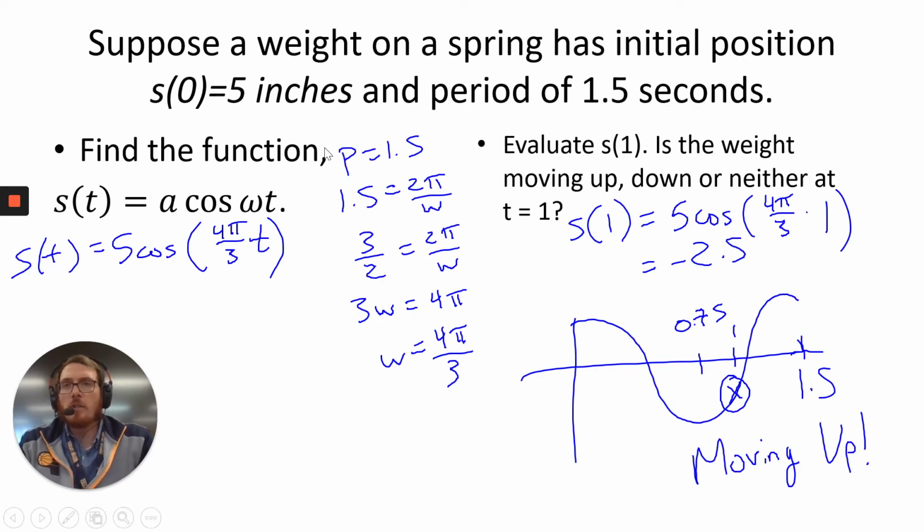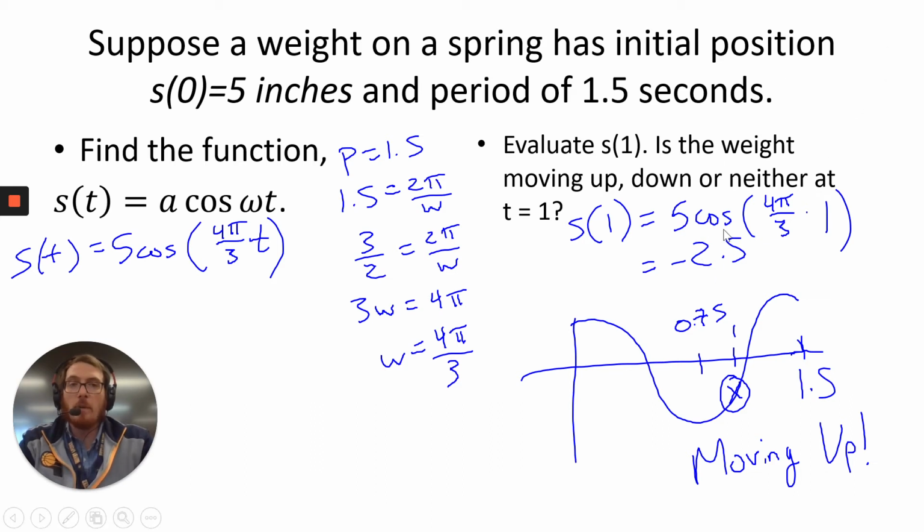This next question gives you initial position of 5, so that's the amplitude. The period is 1.5. I would say on questions like this, you don't want any decimals in your answer typically, so you want to make 1.5 probably 3 over 2. And then when you cross multiply and solve, you get 4 pi over 3. It says evaluate S of 1. Remember, your calculator has to be in radians in order to find that answer. You plug in 1 for time. You should get negative 2.5.